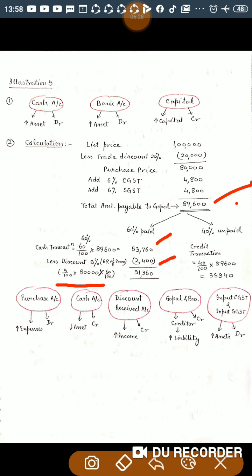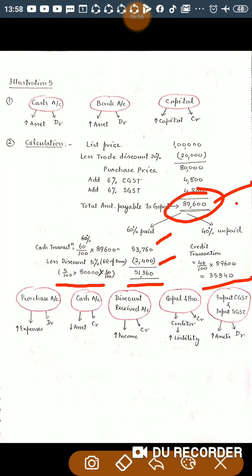We will deduct it from the amount 53,760, and the remaining amount, 51,360, will be paid through cheque. So this is the paid amount, and 40% unpaid, 40% of 89,600 is 35,840.